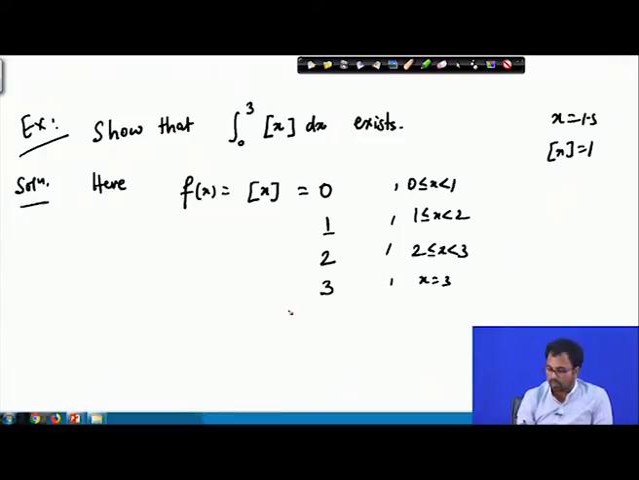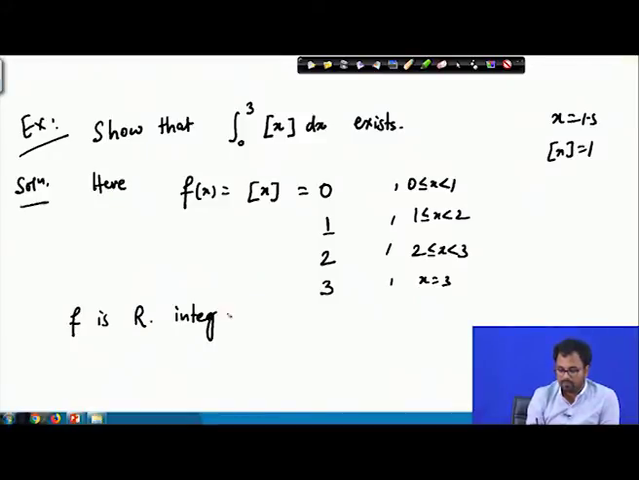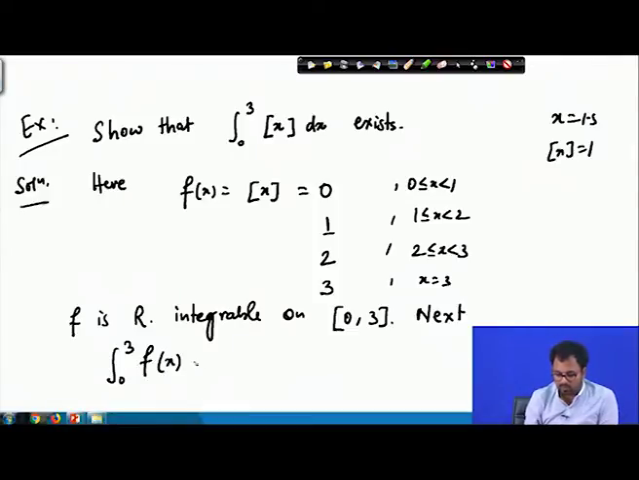So now here we have a box function whose Riemann integrability we have to confirm. Obviously the function is Riemann integrable because it is bounded between 0 and 3. Not only that, it is also monotonic between 0 and 3. So it's always a Riemann integrable function. So f is Riemann integrable on 0 to 3, right?